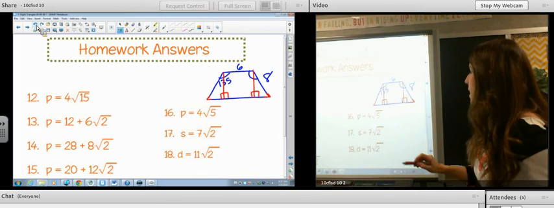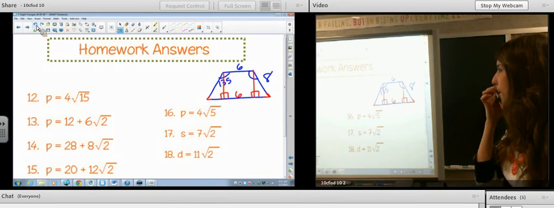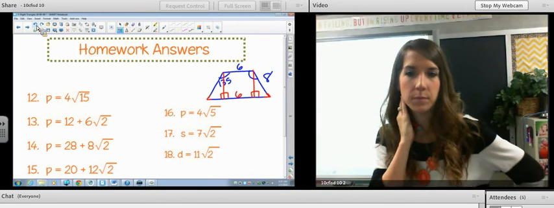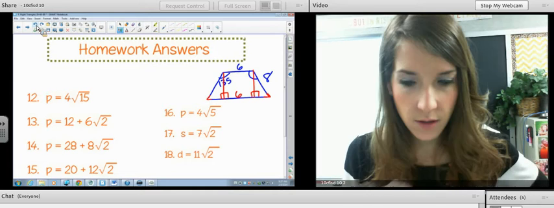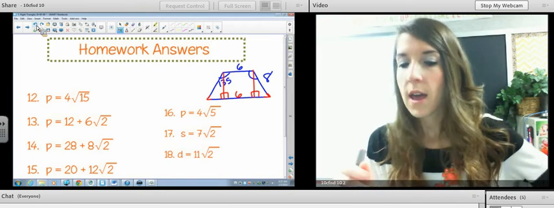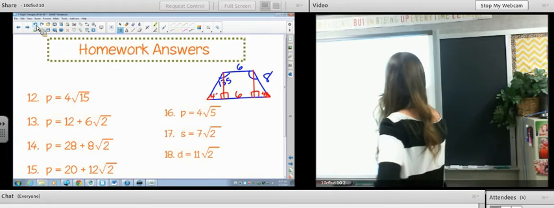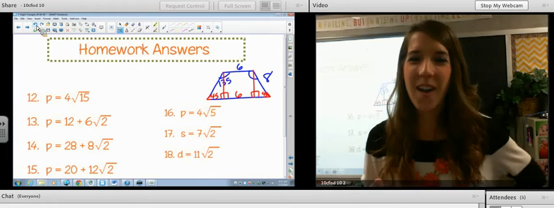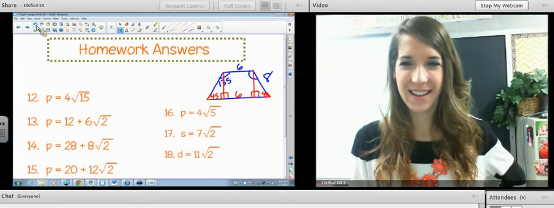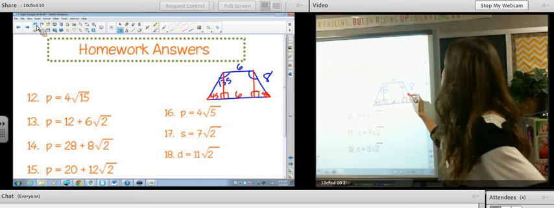So we know that this is 6. What are we trying to find? Oh, the perimeter. We need the perimeter of the whole figure. Okay. And we know that these are 45. So it's kind of tempting to be like, oh, 6, 8, 10, but that has nothing to do with this problem actually. So we've got a 45, 45, 90 triangle.